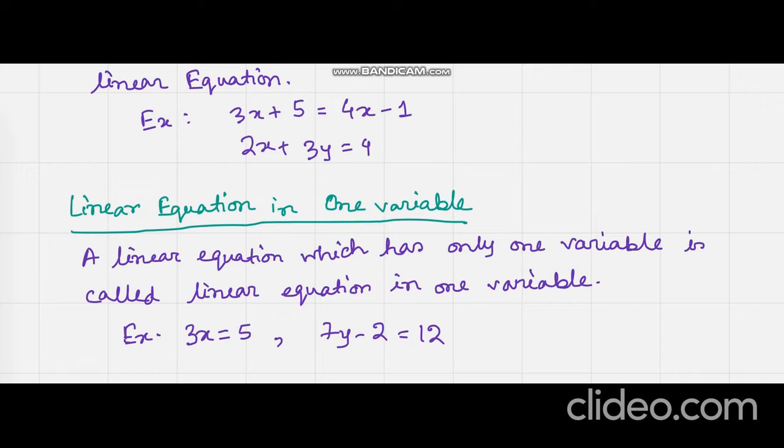We can take any variable like x, y, z, any letters. Like 3x equal to 5, here only one variable is involved and the power is also 1. Similarly, 7y minus 2 equal to 12, here one variable is involved, that is y, and the power is 1. So that is why it is a linear equation in one variable. Okay, clear?